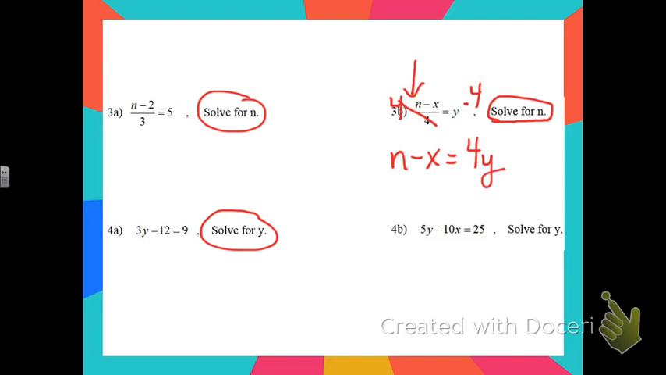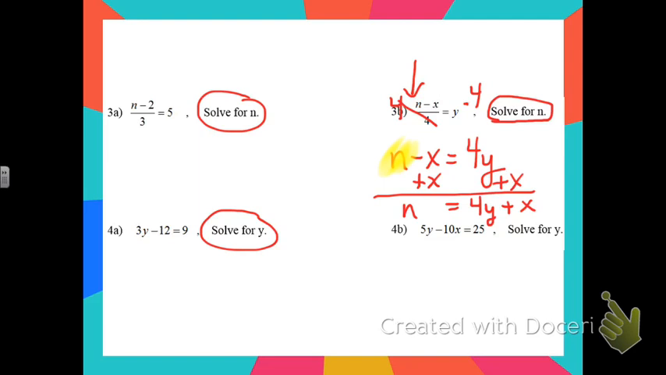So now that I have a little more space, I'm going to keep this n highlighted. What is keeping the n from being by itself? There's an x being subtracted, so I'm going to add x. And there are not like terms here, so this doesn't become 4yx. They're not like terms, so we can't combine them.